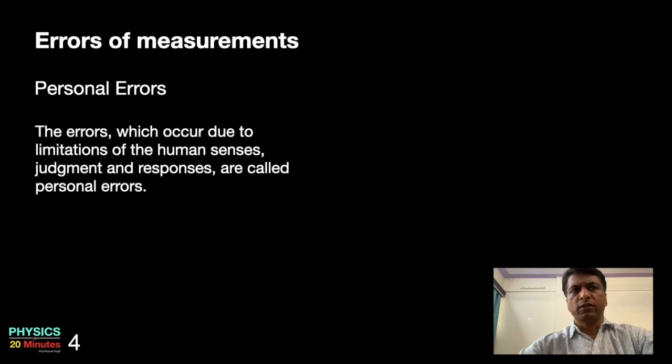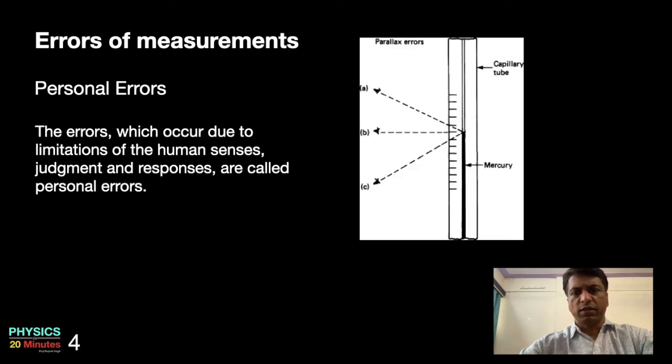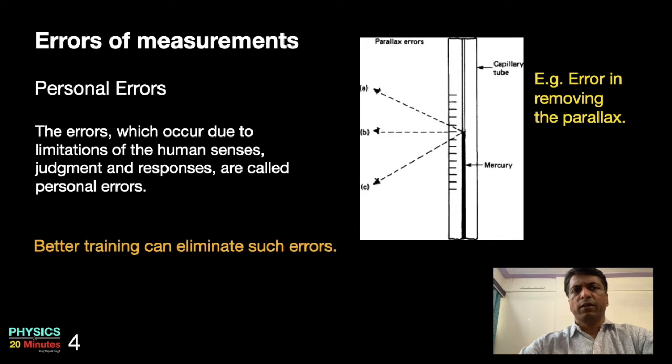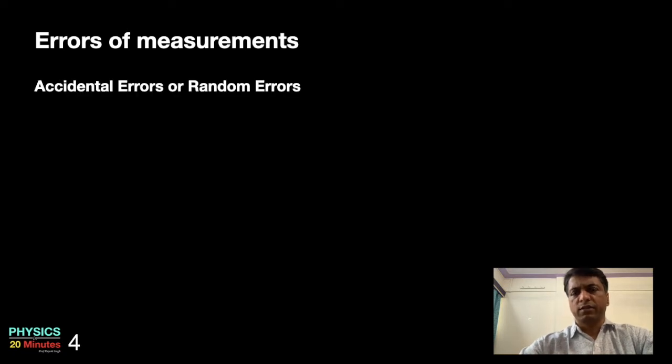The third type of errors are personal errors. The errors which occur due to the limitations of human senses, judgment and responses are called personal errors. Let's take an example of measurement of temperature in a thermometer. The value of the measured temperature will differ depending on the direction in which you are taking the readings. The correct way of taking the reading is from the direction of B. Better training can eliminate such errors.